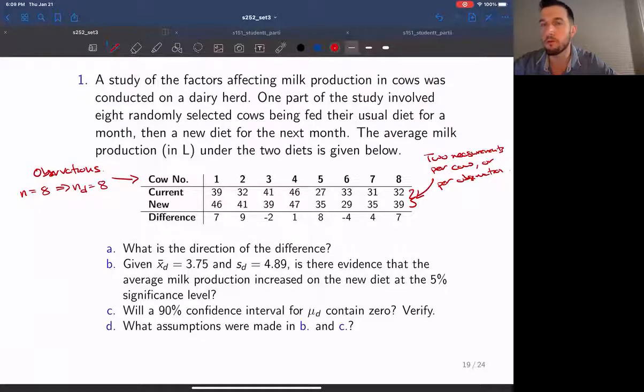If for each observation you have 2 different measurements, that is the paired structure that we were referring to earlier. So we do not have independence between the variable in current and the variable in new, because those milk production values are being measured on the same cow. Anything that would influence milk production that isn't related to the diet would be consistent across both months of the program.